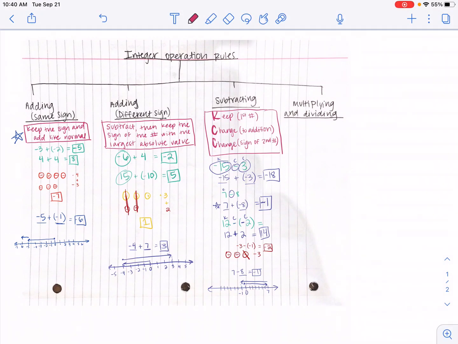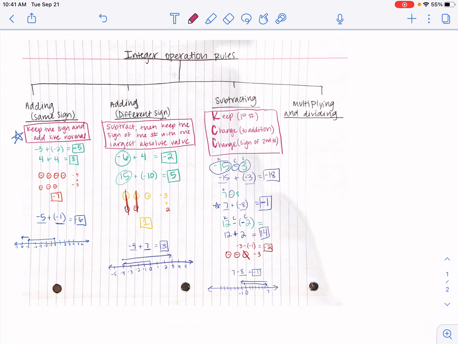Today we're going to finish out our integer operation thinking map. So we've talked about adding with the same sign, which is where you just keep the sign and add like normal. So a negative plus a negative, it's going to be a negative, and then you just add the two numbers. Same with positives.